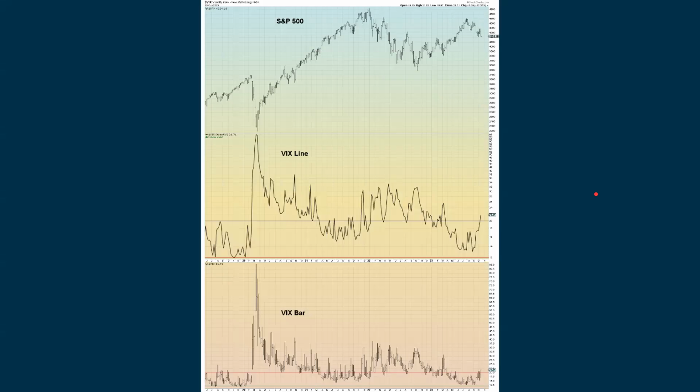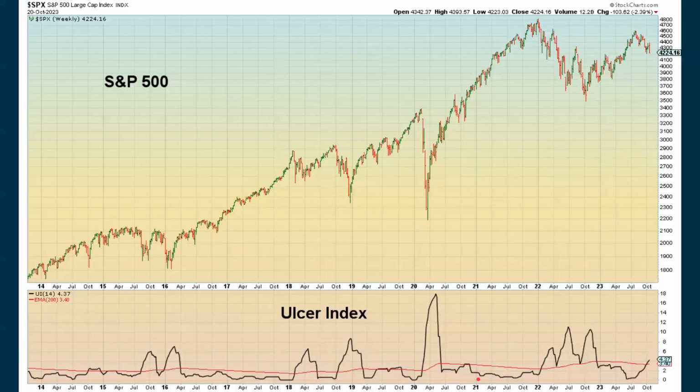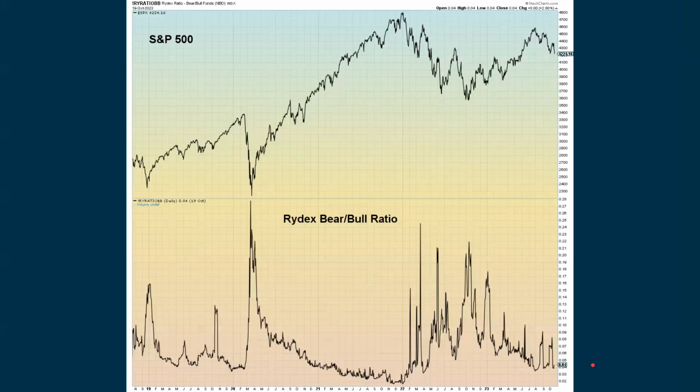Keeping an eye on the VIX, where for the first time in a long time, we actually closed above 20, both on the line chart and on the bar chart. And it took Friday's session to actually do that. So our Ulcer Index, which is another fear gauge, is crossing above its moving average. And the RIDEX bear bull ratio, when this really spikes up, that means folks are getting pretty nervous. It's actually giving us a pretty bullish reading right now where they haven't freaked out.